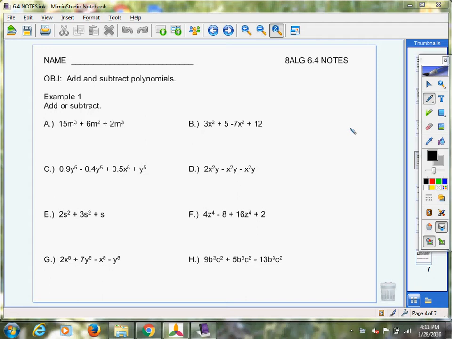Today in this example I'm going to teach you how to add and subtract polynomials. As you can see, we're looking at letter A, and we have some like terms here. Let me underline those like terms, and there they are. What we want to do is put them together.